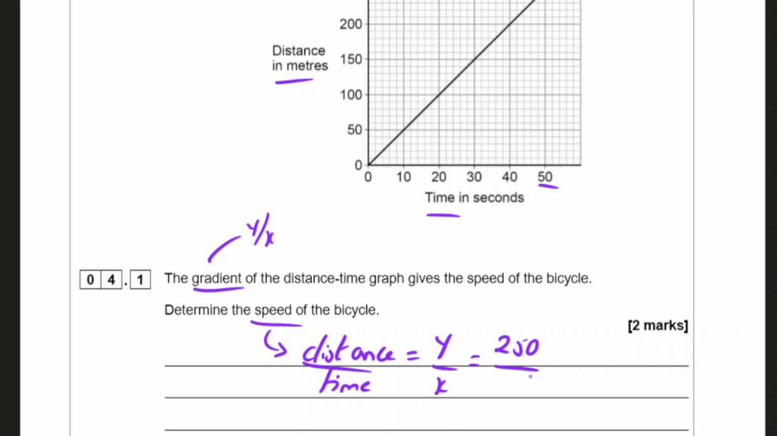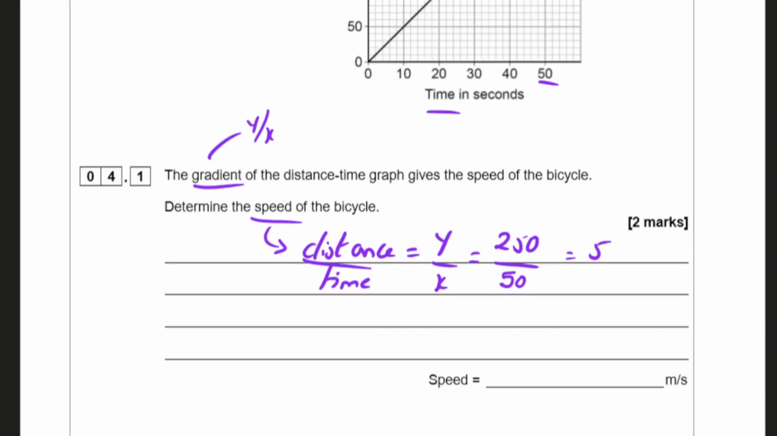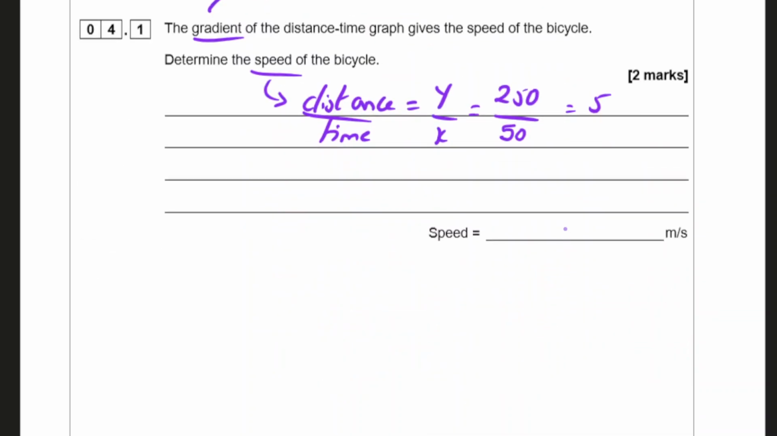250 divided by 50 equals 5. The speed is going to be 5 meters per second.